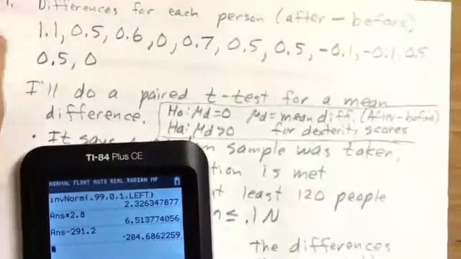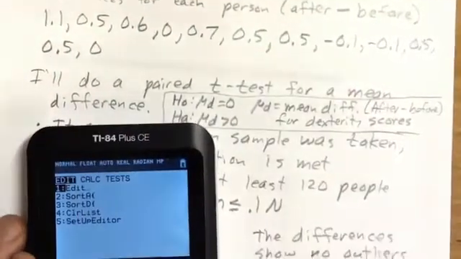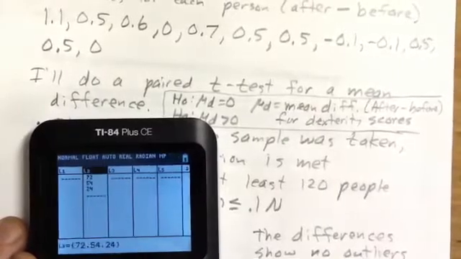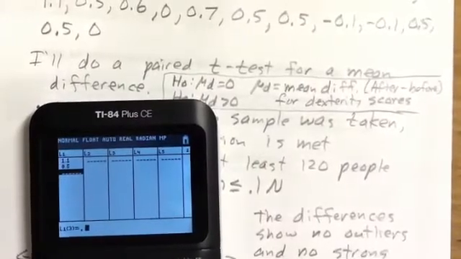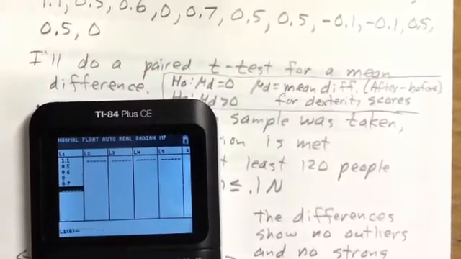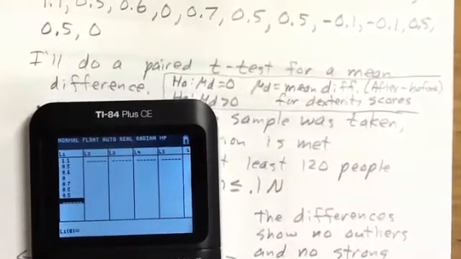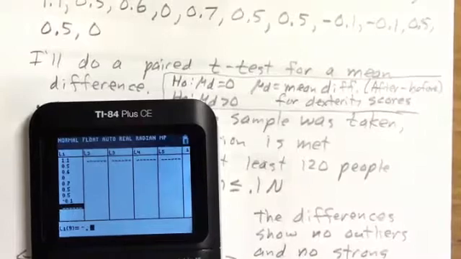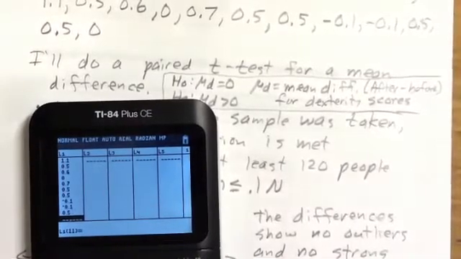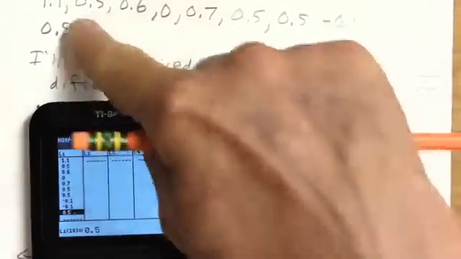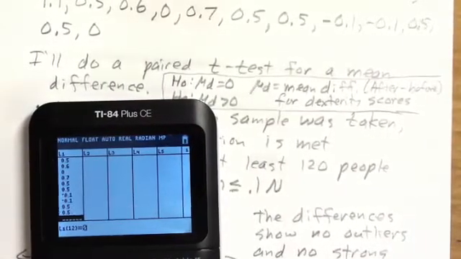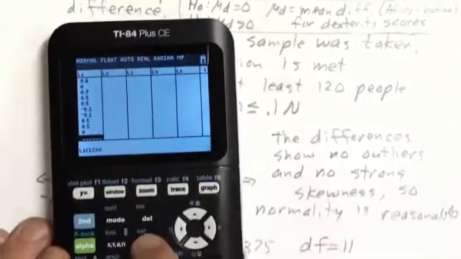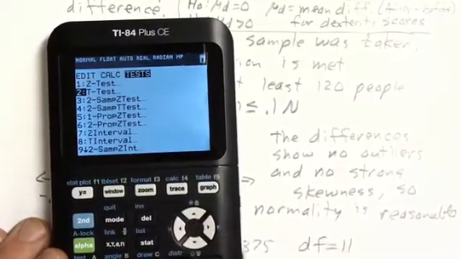You're just going to put these numbers in list 1. So I'm going to go stat and edit. So in list 1, I'm going to put all these numbers. So 1.1 and 0.5, 0.6 and 0 and 0.7 and 0.5 and 0.5 and negative 0.1 and negative 0.1 and 0.5, like that. And then also 0.5 and 0. And so then what you do is you just go stat, test, and t-test, like that.